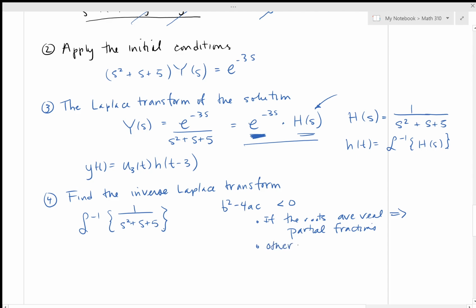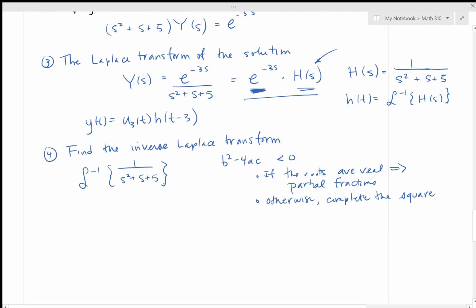Otherwise, complete the square. Okay, we've seen both of these tactics before. So let us just write that here. S squared plus s plus 5. I'm now completing the square. I take half of that value there, and I write s plus 1/2 squared.